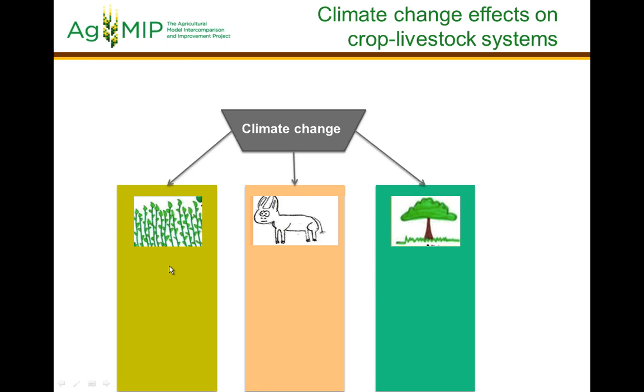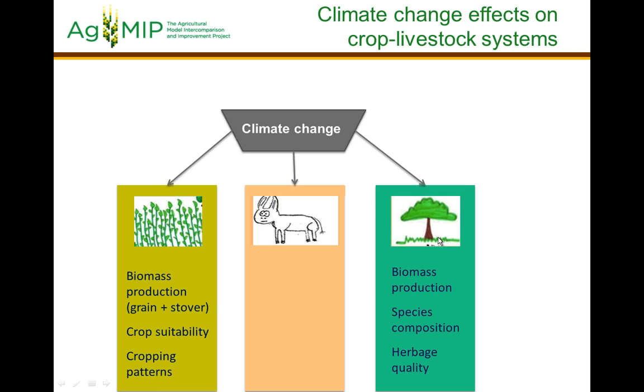So I move on then to the effects of climate change on crop livestock systems. Through changes in temperature, precipitation, and CO2 concentrations, we can expect changes in three components of our system: in the crop component, in the livestock component, and in the rangeland component, or the pasture component. Now, when we look at the crops, we're talking about changes in biomass production, both grain and stover. We're looking at changes in crop suitability and changes in cropping patterns as a result of that.